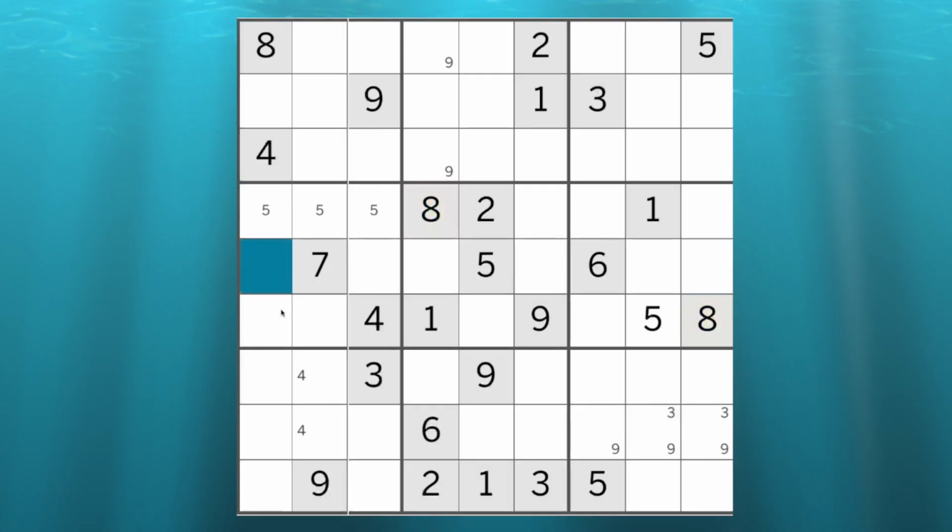This 8 keeps 8s from being here. 8s have to be in one of those two. But because of that, it can't be there, so it has to be there. And these two 8s means 8s have to be there, so it's a 4-8 pair. This 9, and this one means 9s are in one of those.